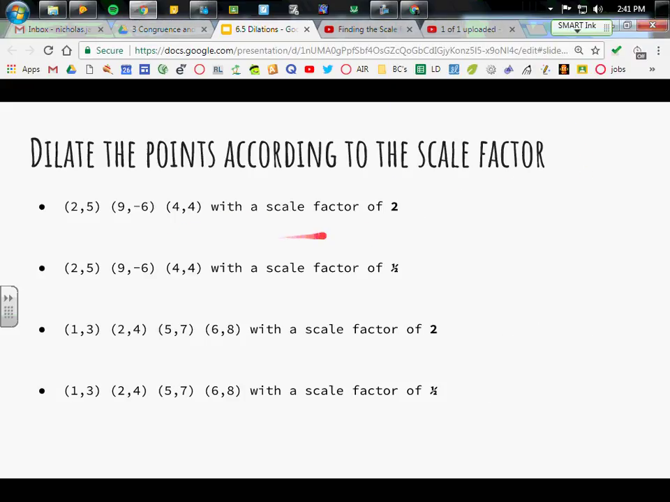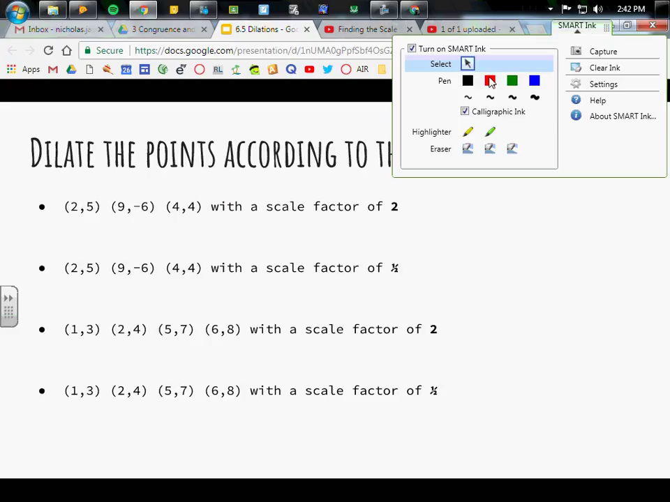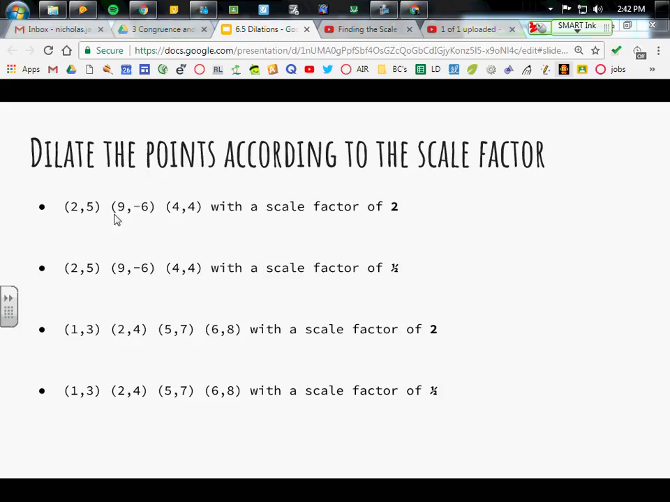Let's do some more here. We're going to dilate the points according to the scale factors. We won't do all of these. There's kind of a lot. We're using the scale factor of 2 and the scale factor of a half for each of these problems. So the first set of points, we're going to use the scale factor of 2. We're going to multiply all of these points by 2 to get our new points. (2, 5) will become (4, 10). (9, -6) will become (18, -12). And (4, 4) will become (8, 8).